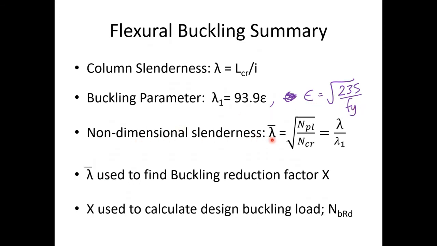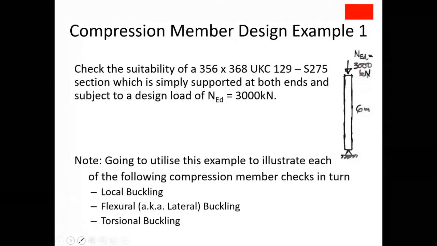The non-dimensional slenderness value, as we said, is the square root of the cross-section resistance divided by the elastic buckling resistance, or the slenderness value divided by the reference slenderness value. We have worked out both, so we get the normalized slenderness value. We use that to work out the reduction factor, and then multiply the cross-section resistance by it, and that will give us the buckling capacity. So that's what we're going to do in the example.